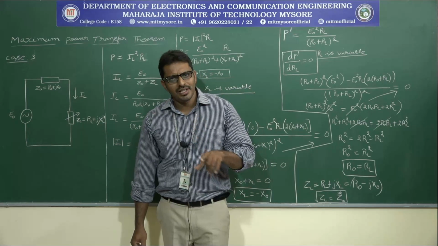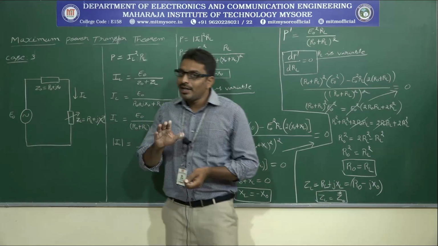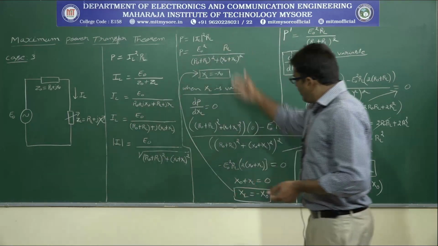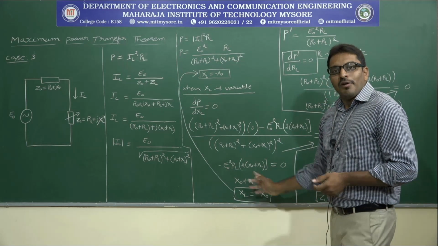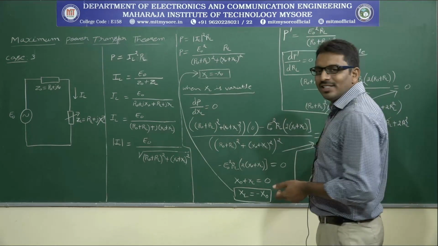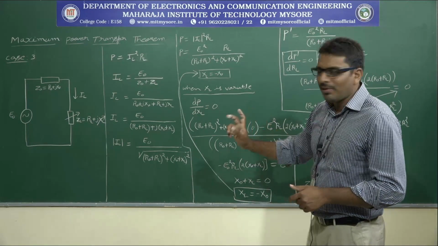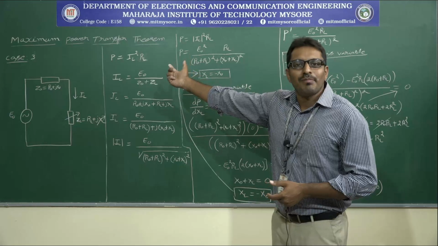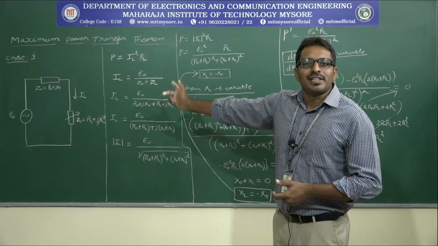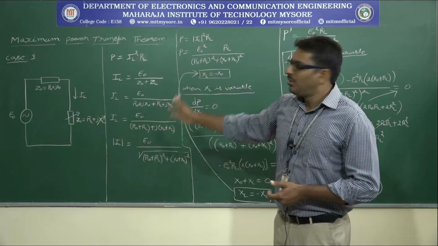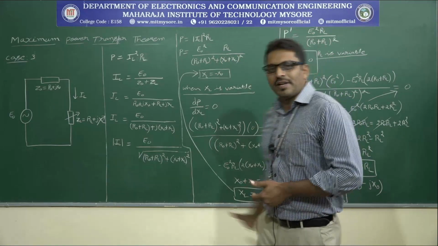In the examination, the question may be anything. Only XL is variable, this is the first case. Only RL is variable, this is the next case. Or the question may be that the entire ZL is variable, meaning both RL and XL are variable. So we need to prove all these steps.